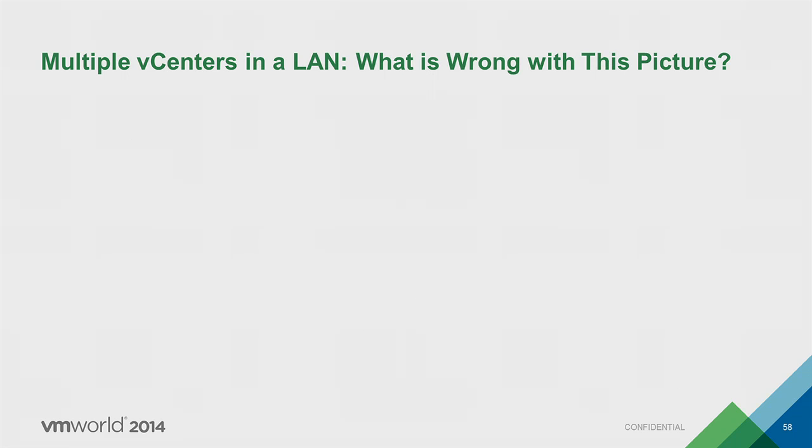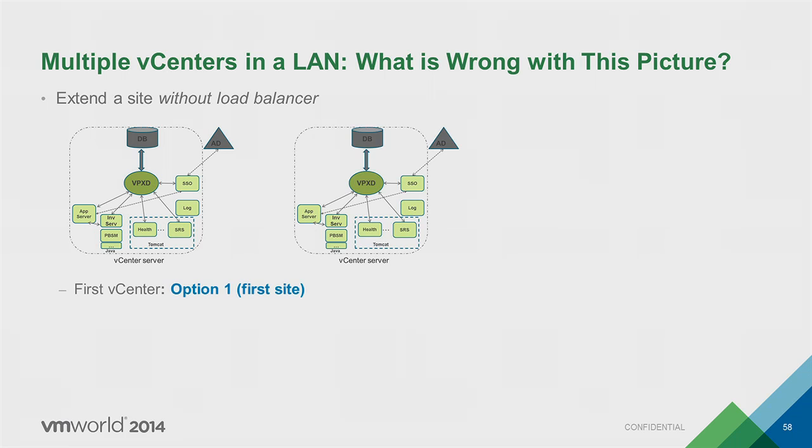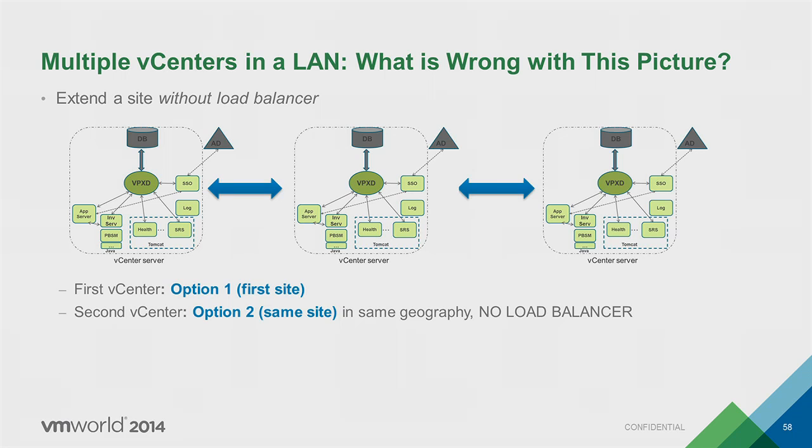What's wrong with this picture? I go ahead and I start with my vCenter and I give it its own SSO instance. Okay? Then I use option 1, I deploy a second vCenter, give it its own instance, but instead of using multi-site, I use the high availability option. Okay, so option 2. And then I deploy another vCenter and I also use option 2, high availability.